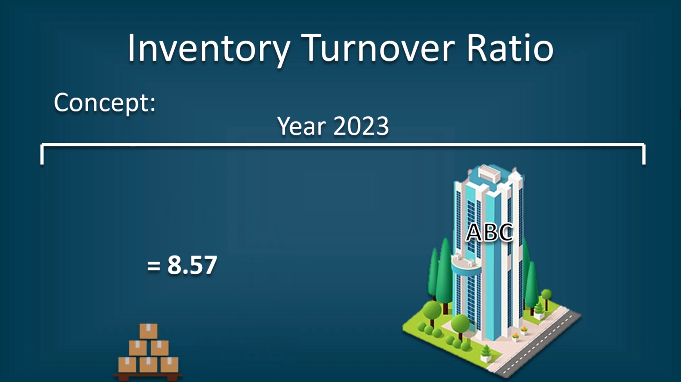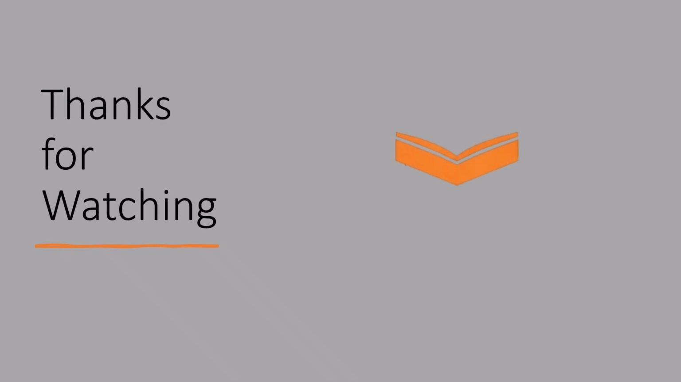So, the inventory turnover ratio tells us how many times a company's inventory is sold and replaced over a specific period, typically a year. If you didn't fully understand, you can watch this video again.